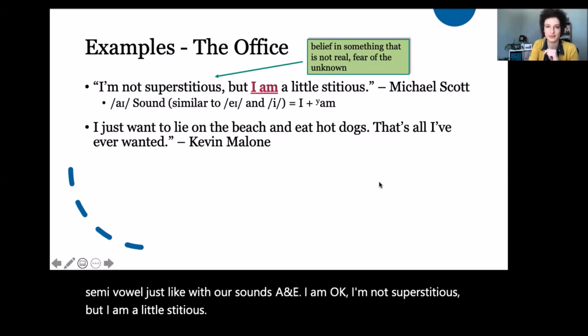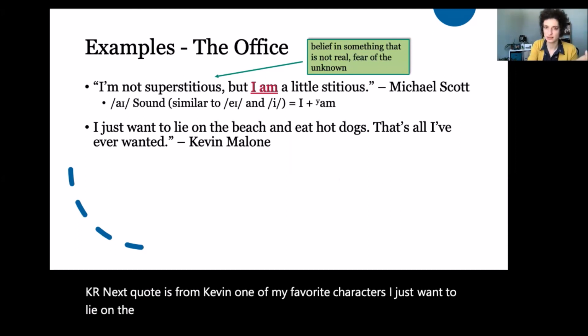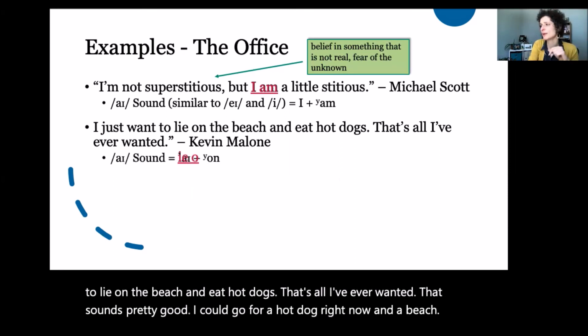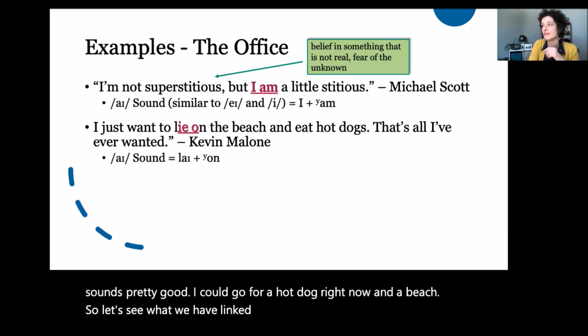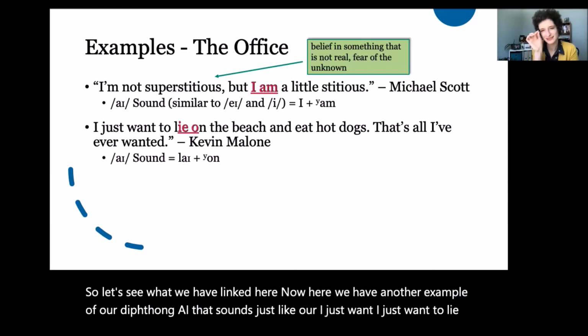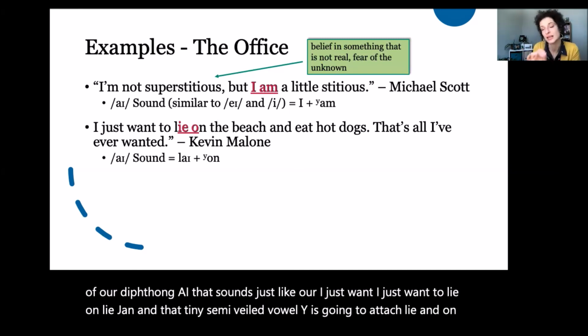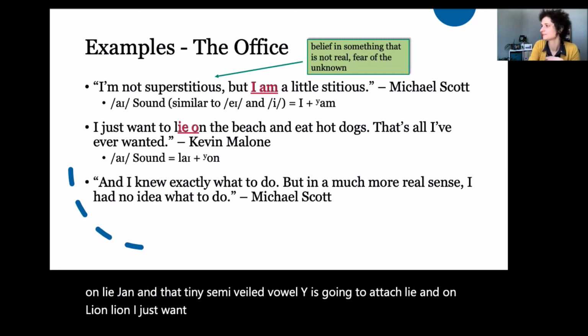Okay, our next quote is from Kevin, one of my favorite characters. I just want to lie on the beach and eat hot dogs. That's all I've ever wanted. That sounds pretty good. I could go for a hot dog right now and a beach. So let's see what we have linked here. Now here we have another example of our diphthong I that sounds just like our I. I just want to lie on, and that tiny semi-vowel Y is going to attach lie and on, lie on. I just want to lie on the beach.